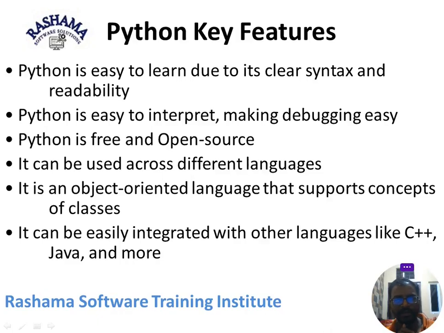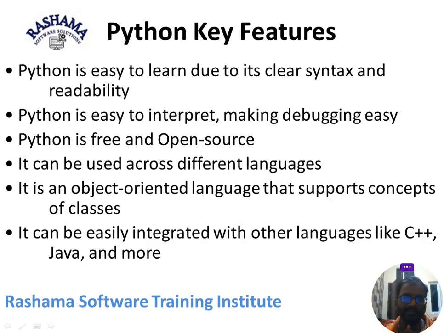Another feature is Python is easy to interpret, making debugging easy. So the Python programming language is easy to debug, and it will interpret across other operating systems, other technologies. The third point is Python is free and open source.